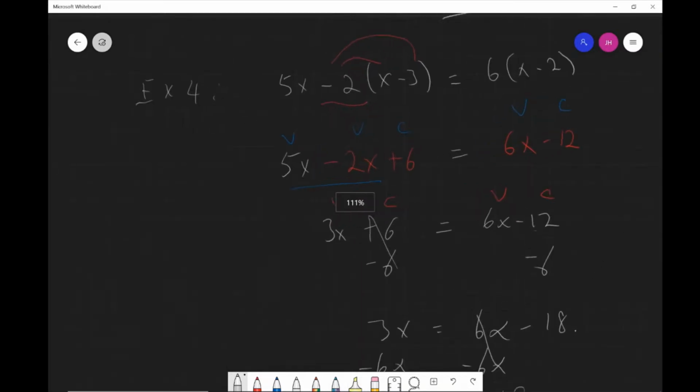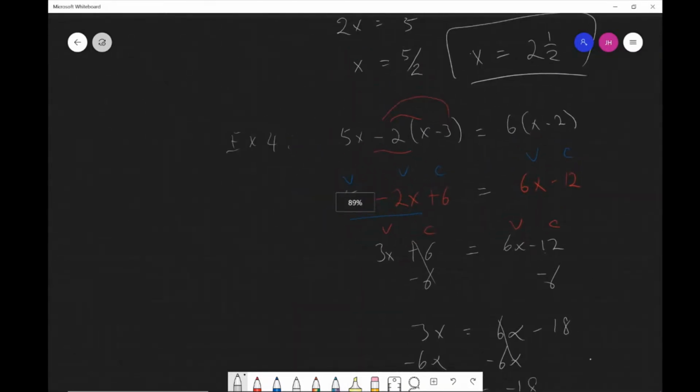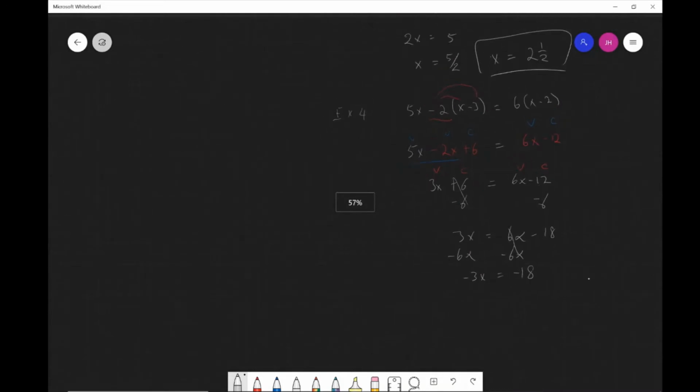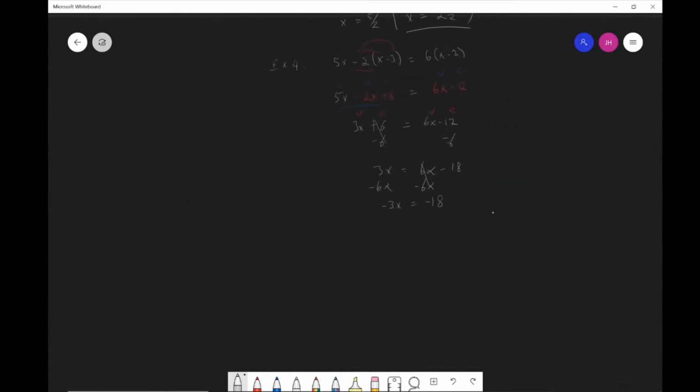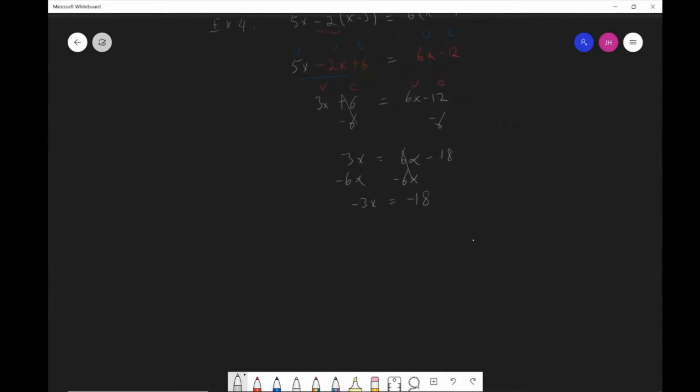The last thing you should do is to divide by negative 3 on both sides. Now negative divided by negative always gets you a positive 1. Well, that will become positive 1. x equal to negative 18 divided by negative 3 is a positive 6, so x equal to 6 altogether.